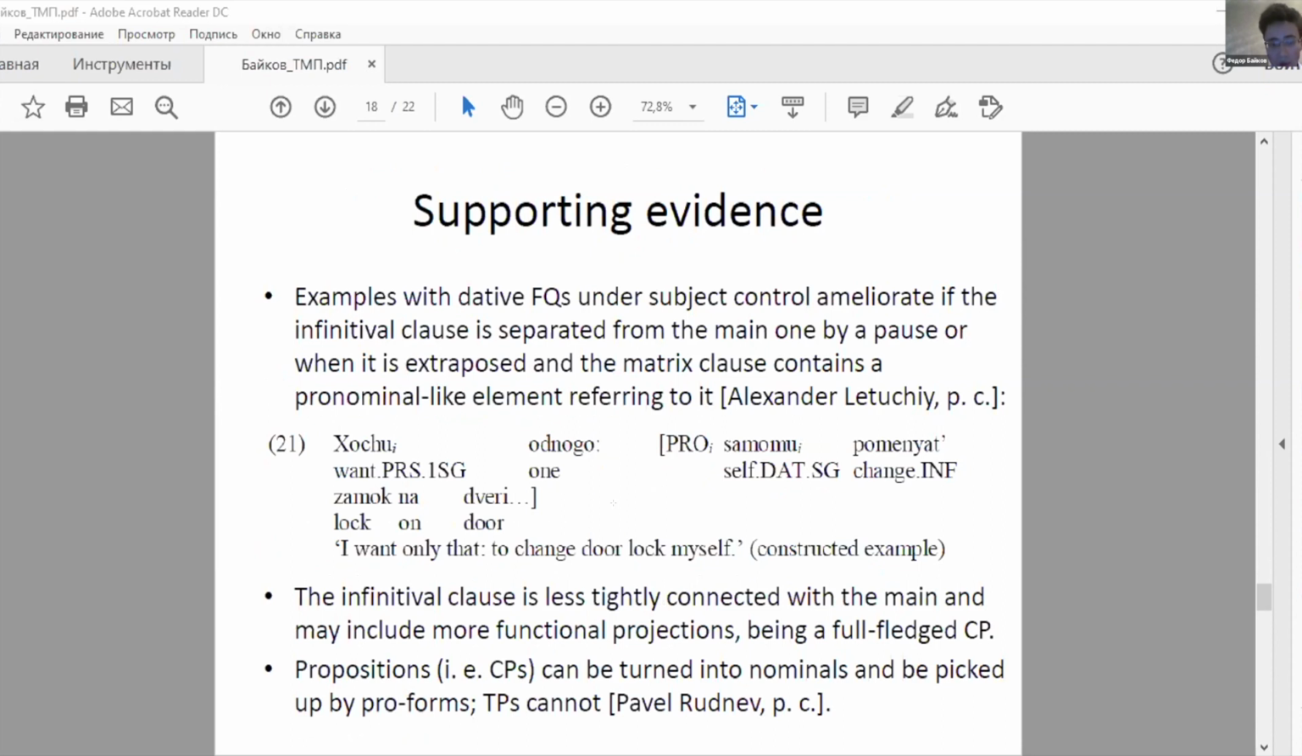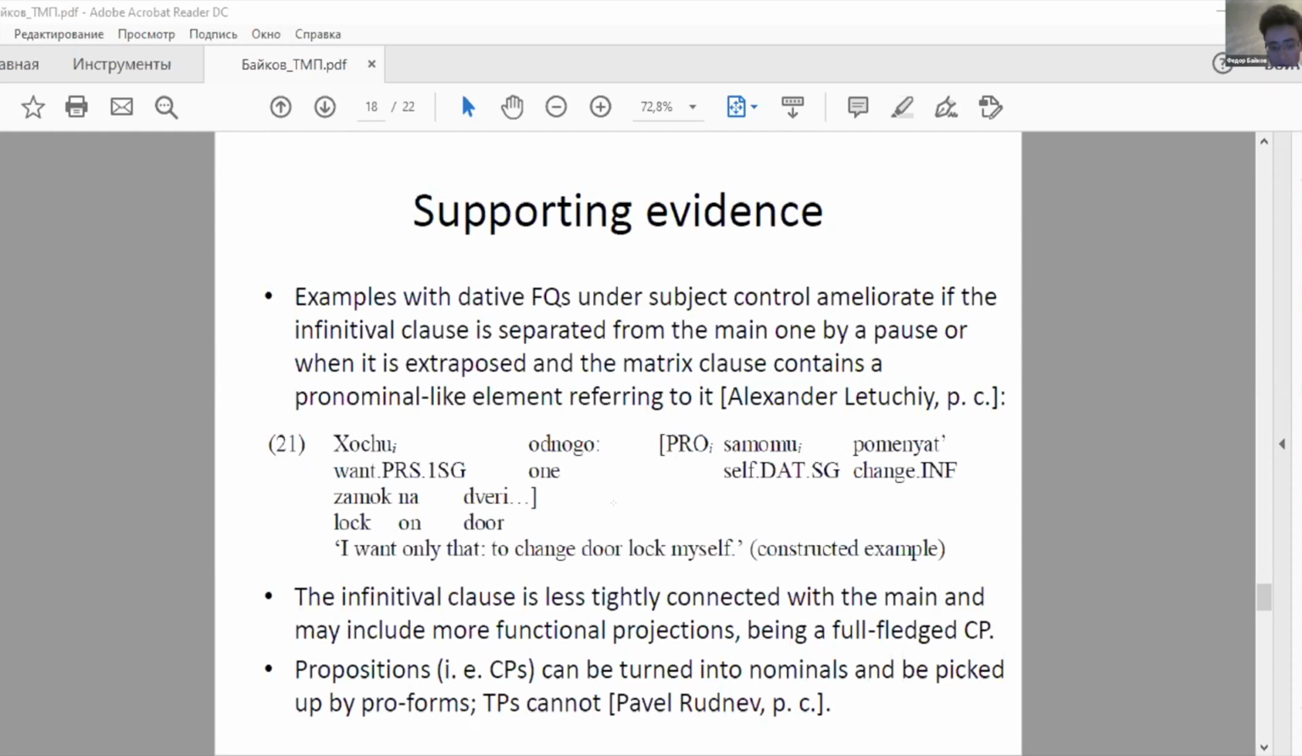Examples with dative floating quantifiers under subject control are known to ameliorate if the infinitival clause is separated from the main one by a pause, or when this infinitival clause is extraposed, as in example 21, and the matrix clause contains a pronominal-like element, namely одного, one, referring to the entire infinitival clause, as Alexander Letuchiy has suggested to me. And in these circumstances, the infinitival clause is, informally speaking, less tightly connected with the matrix one, and so we may suppose that it includes more functional projections, being a full-fledged CP and not just a mere TP.